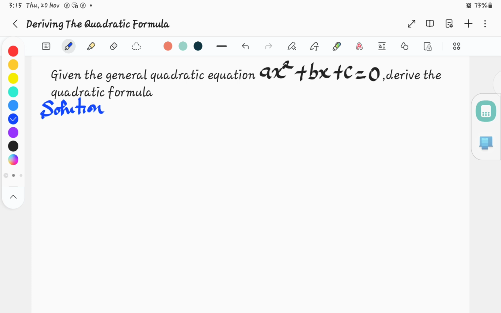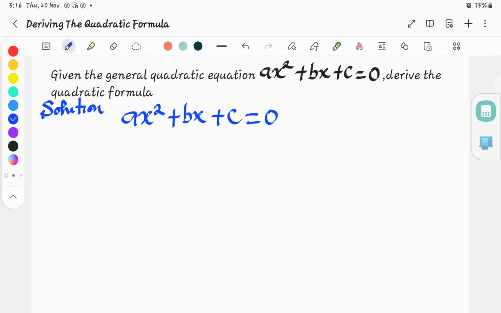So we have something we want to derive. We've been asked to derive the quadratic formula, which by the time we are done with the derivation, is going to be clear to everyone how to do this. So generally, a quadratic equation is usually given as ax squared plus bx plus c equals 0. This is the generic way we represent a quadratic equation.